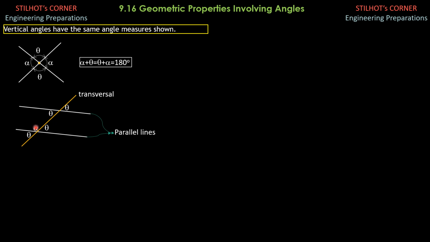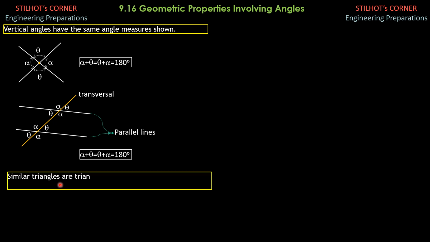And if we call the other angle alpha, this angle is also alpha, which is equal to this angle here, and therefore equal to that angle there. Again, alpha plus theta is equal to theta plus alpha. They form a straight angle equal to 180 degrees. Then we have similar triangles with the same interior angles and therefore proportional sides. That's the definition of similar triangles.